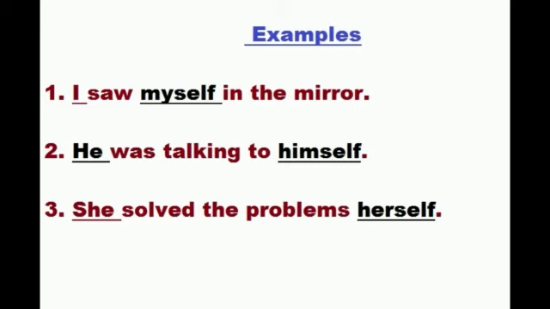Second one, he was talking to himself. Himself reflects on the subject he. So, he was talking to himself. Third one, she solved the problems herself. She is the subject and herself is the object. Subject and object are the same. Herself reflects on the subject she.